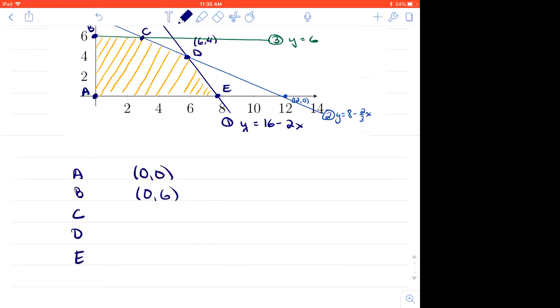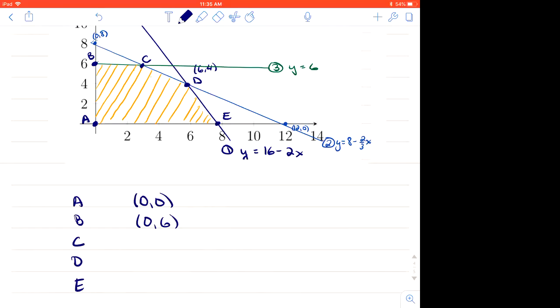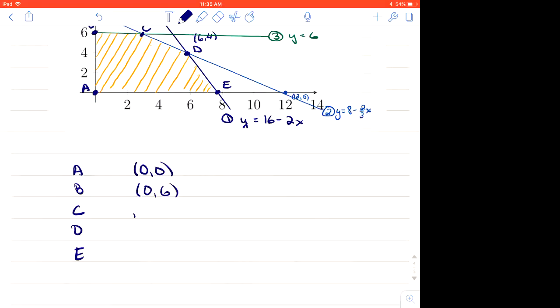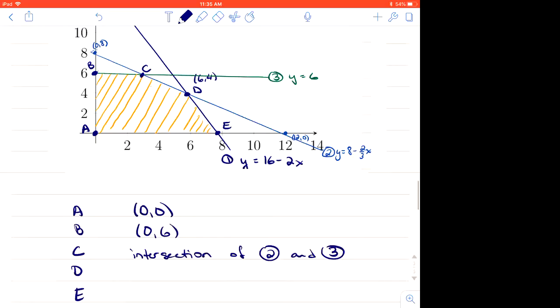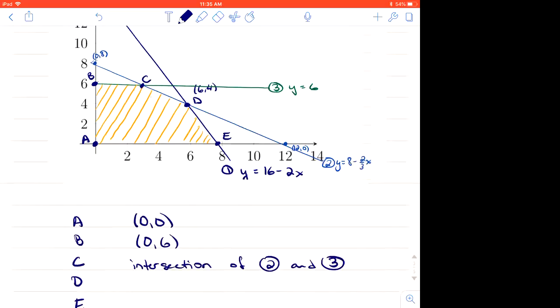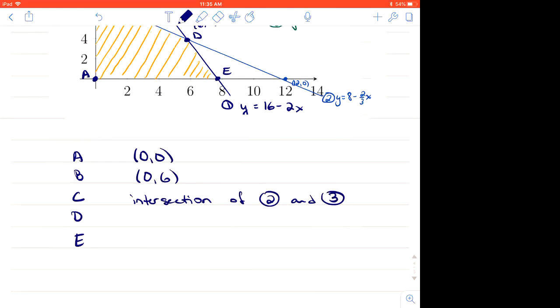C is the intersection of line 2 and line 3. Right? So we have to solve for that. And that's when it's nice that we've already labeled these, right? Because then we can say, oh, I need this line and this line. Okay, 2 and 3. D is the intersection of 1 and 2.